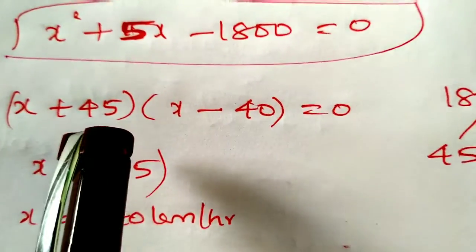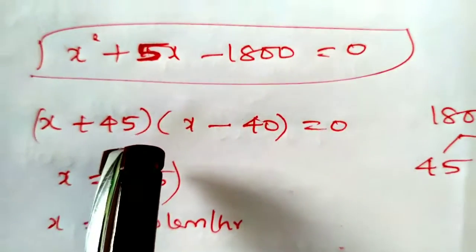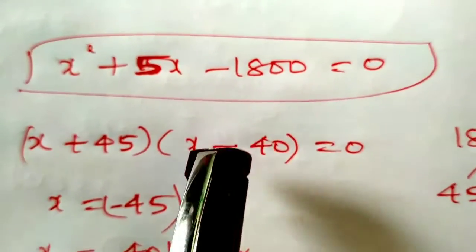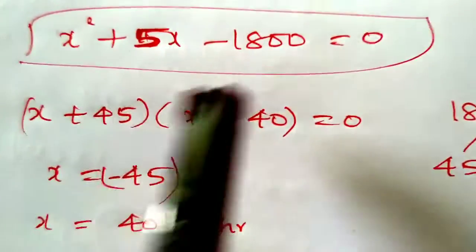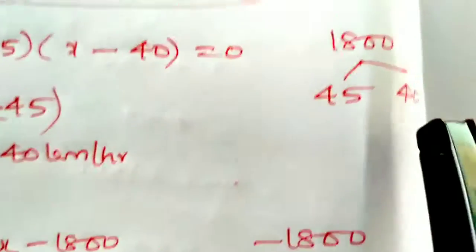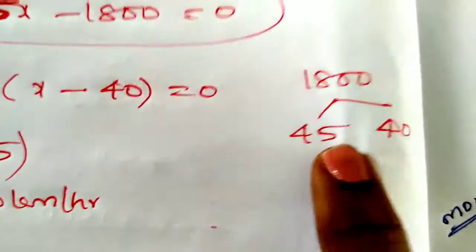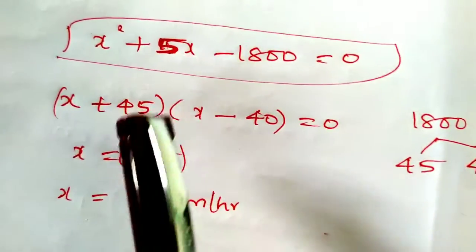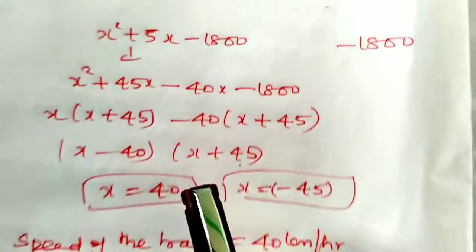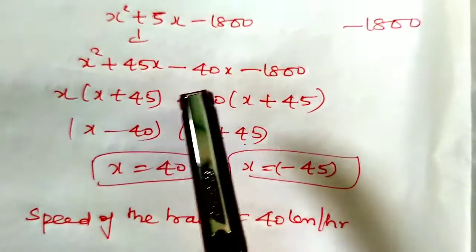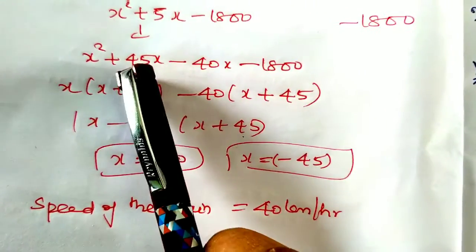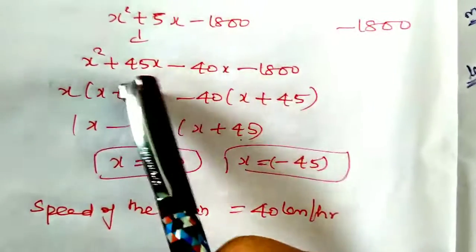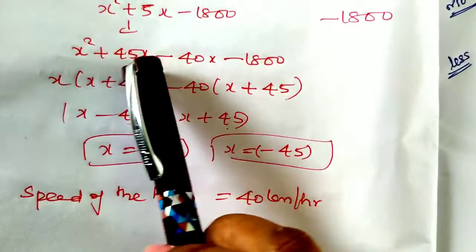The easiest method is the middle splitting method, because we learned that particular concept in 8th standard itself. Therefore, for this sum, let us select the middle splitting method. Find the factors for 1800. I got 45 into 40 is 1800. Now I need a plus sign in the middle, so I took 45. See here: x square plus 45x minus 40x minus 1800. 5x is written as 45x minus 40x. The middle term is split.